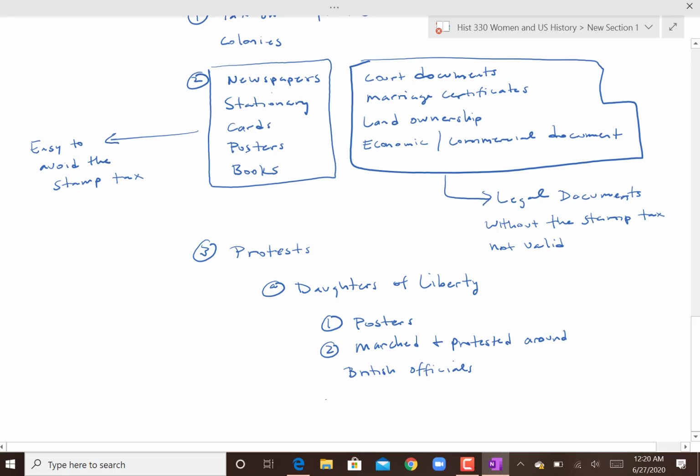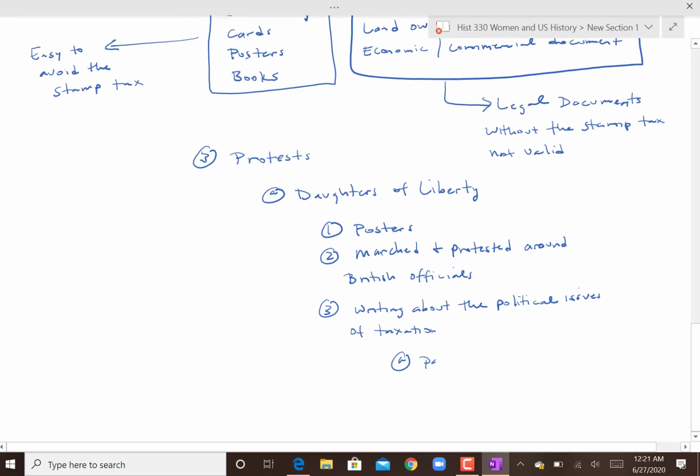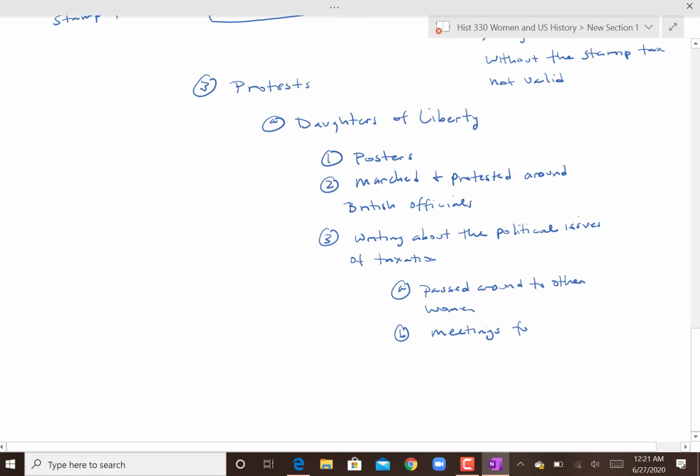They did actually start early too, writing about the political issues of taxation. And these were twofold. One, they were passed around to other women. They held meetings. That's where they were mostly passed around for women to explain what was going on and why this impacted them and why you should care.